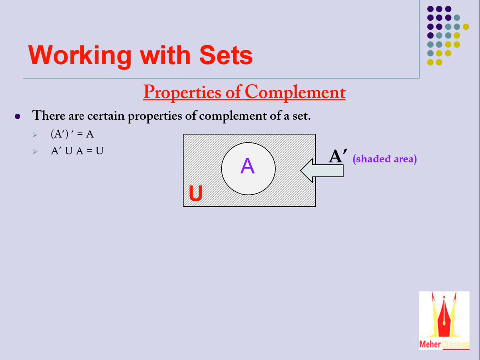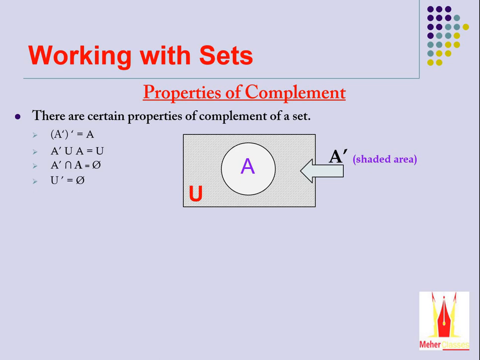Now I want to find A complement union A. That means whatever is the shaded area, the elements of the shaded area and the elements of A, if you want to combine these two, you will surely be getting the universal set. So A dash union A is equal to U. Then you have A dash intersection A is equal to phi, which is pretty much obvious seeing the Venn diagram.